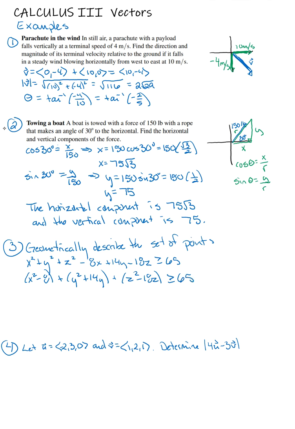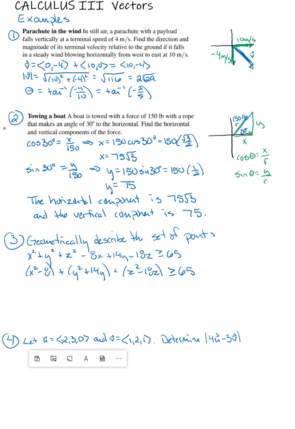If we complete the square on each one of these groups, we have x squared, oh, by the way, there's supposed to be an x in here. x squared minus 8x plus 16. Completing the square in the y group, we have y squared plus 14y plus 49. And completing the square on the z's, we've got z squared minus 18z plus 81.